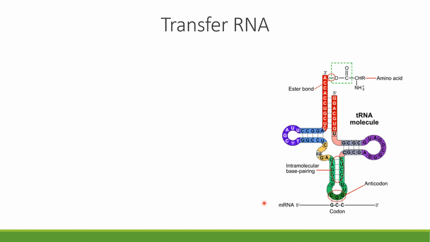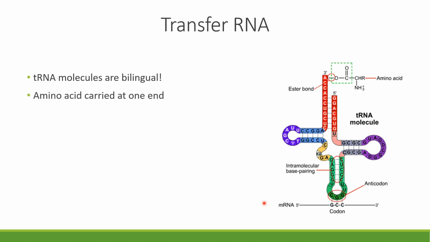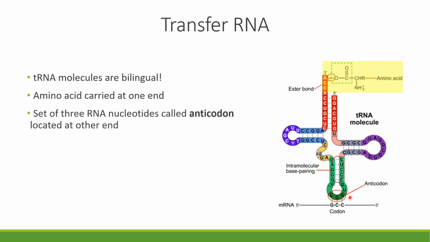tRNA, think of this as our decoder. tRNA is a bilingual molecule. It carries that amino acid on one end here, and then towards the other end of this RNA, you see the nucleotide bases written out by their first letter. It contains the decoder, and that is called the anticodon.